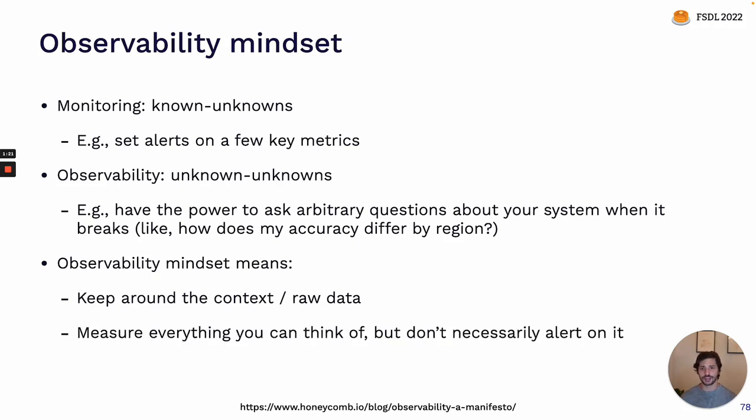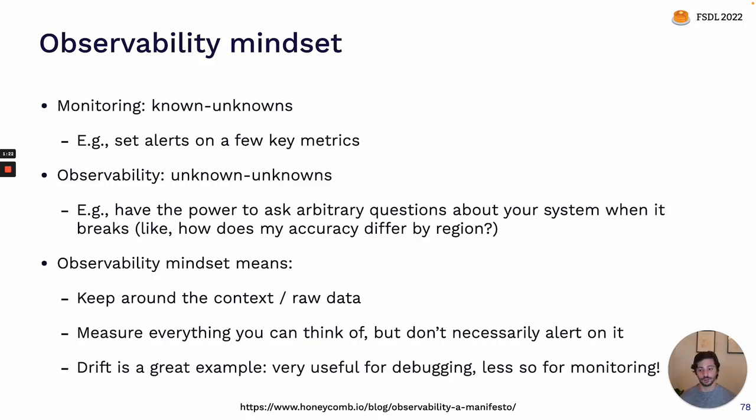The second implication is that you can kind of go crazy with measurement. You can define lots of different metrics on anything that you can think of that might potentially go wrong in the future. But you shouldn't necessarily set alerts on each of those, or at least not very precise alerts, because you don't want to have the problem of getting too many alerts. You want to be able to use these signals for the purpose of debugging when something is going wrong.